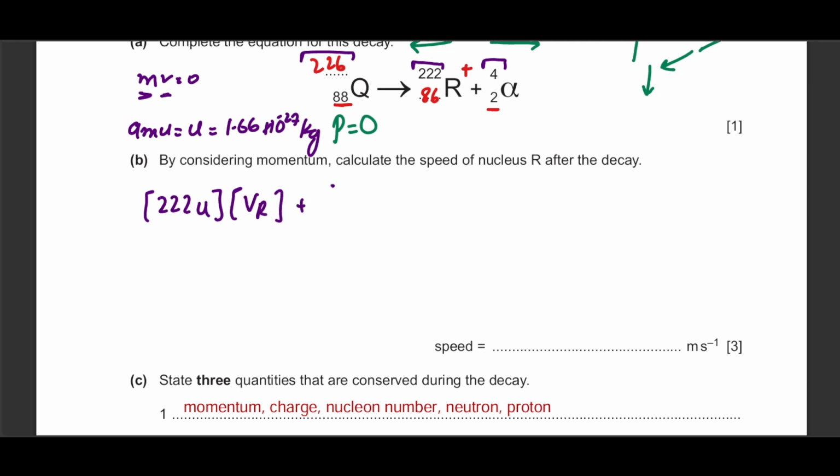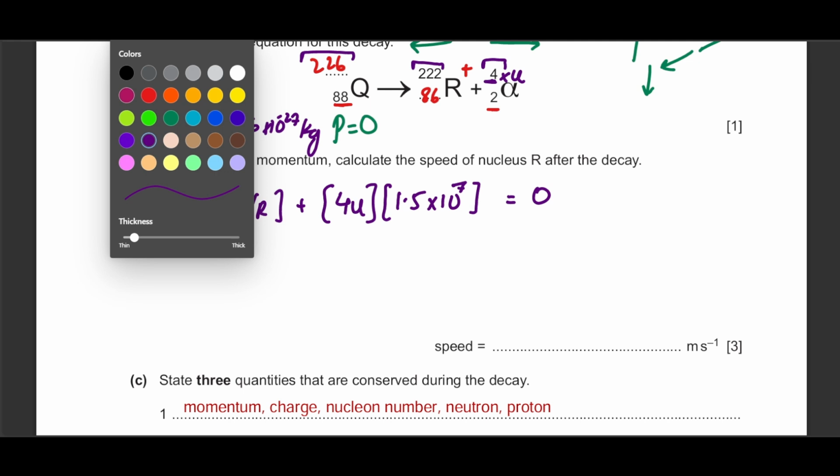plus the mass of the alpha particle, which should be 4u, 4 multiplied by the atomic mass unit. That becomes its own mass, multiplied by the velocity, which is 1.5 × 10^7. If I add them together, this should give me a zero answer because the total momentum before and after the explosion or collision should remain the same.